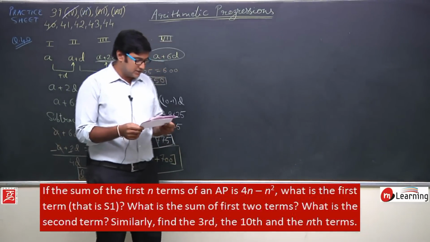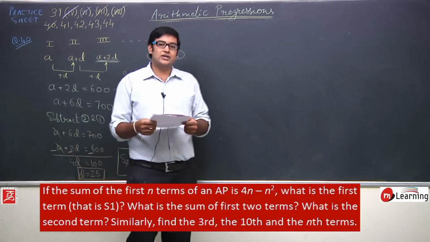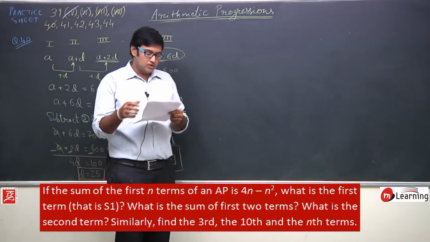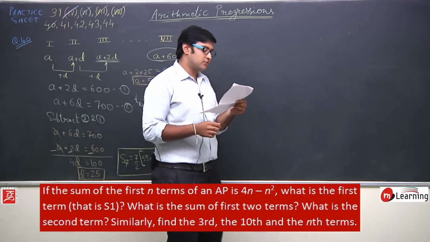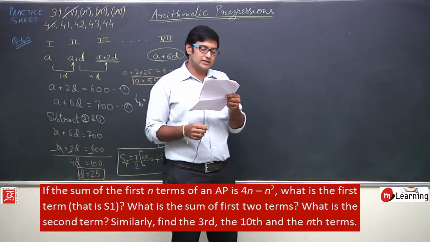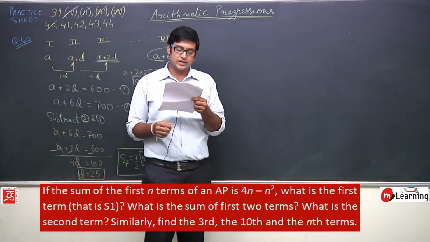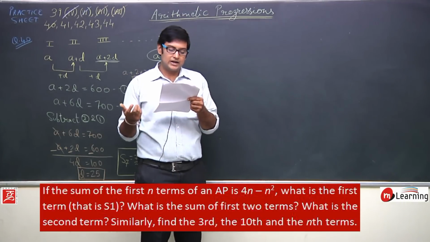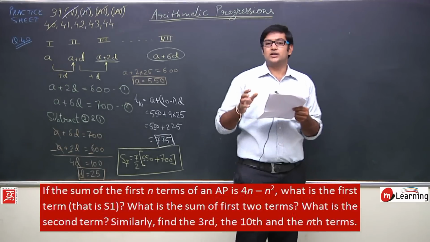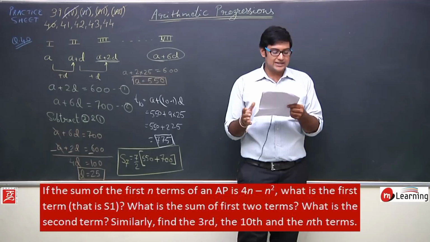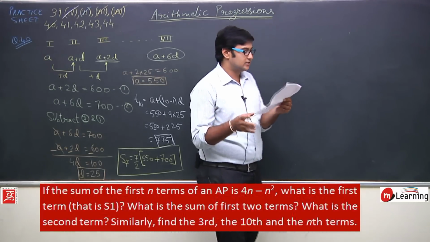Now let us discuss question number 41. We have discussed question number 40. The 41st question says, if the sum of first n terms of an AP is 4n minus n square, what is the first term, what is the sum of first two terms, and what is the second term. Similarly, find third and 10th and nth terms also. So this question requires a lot of information. It says that the sum of first n terms of an AP is given as 4n minus n square.